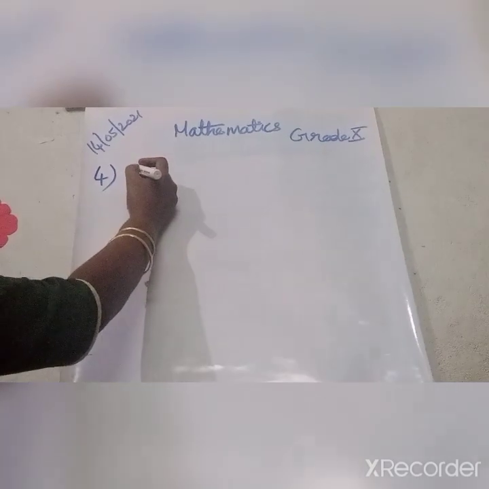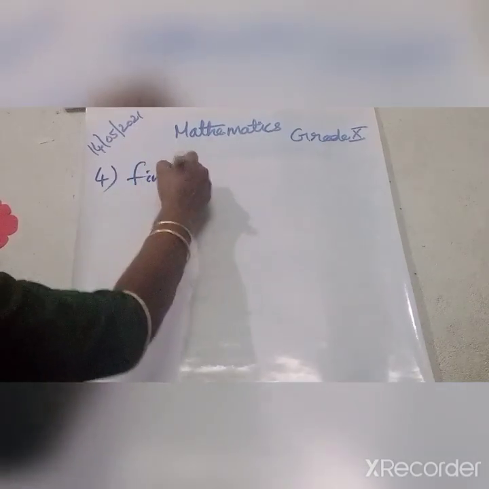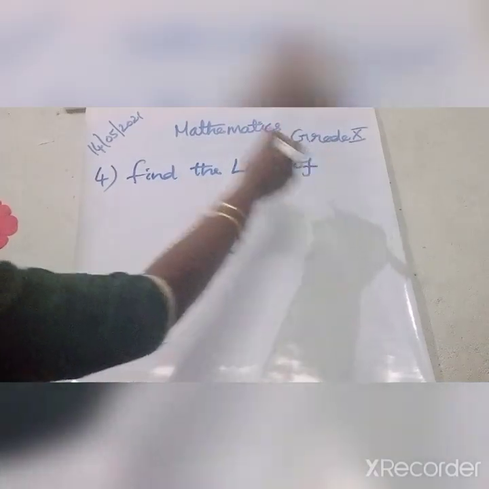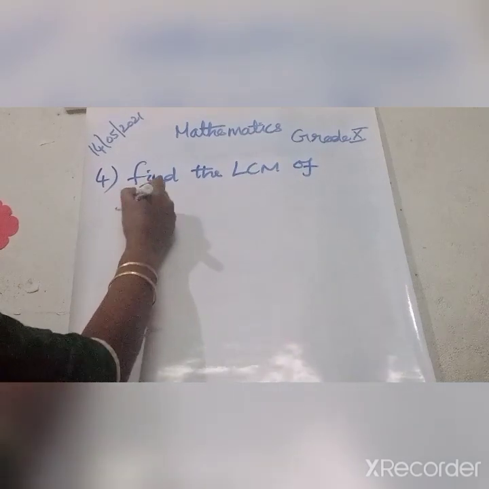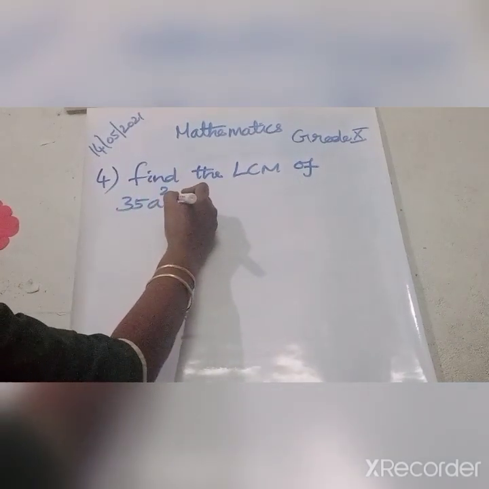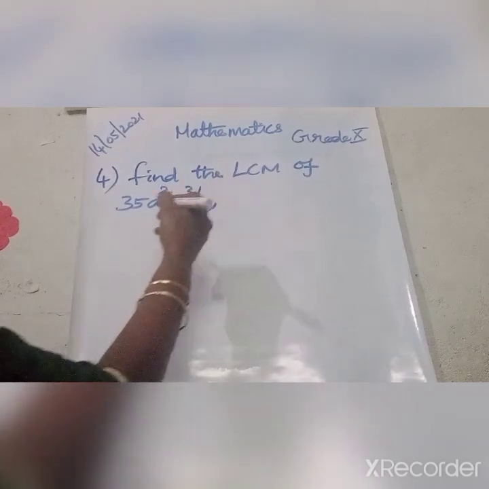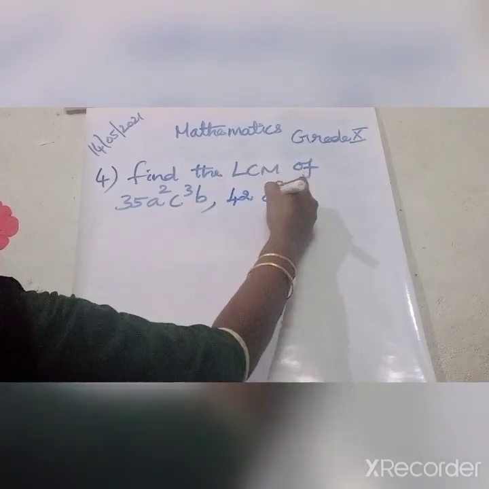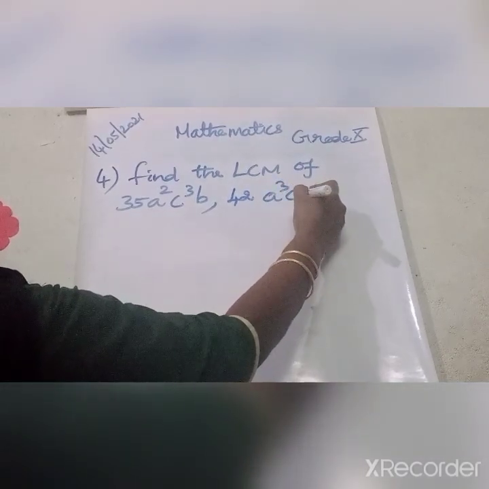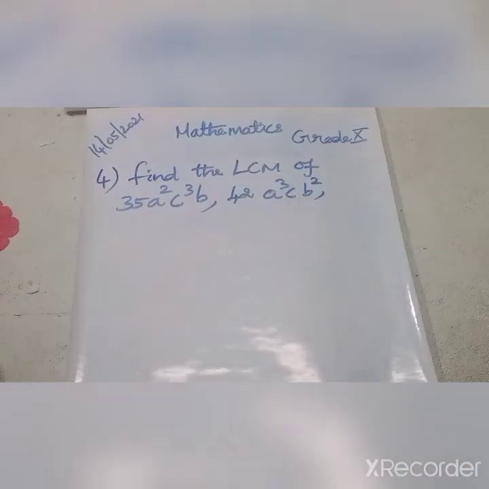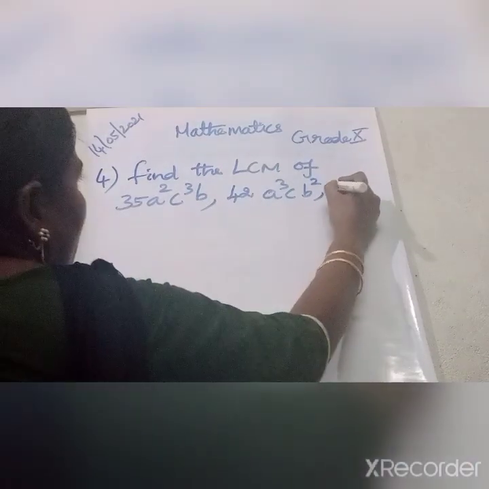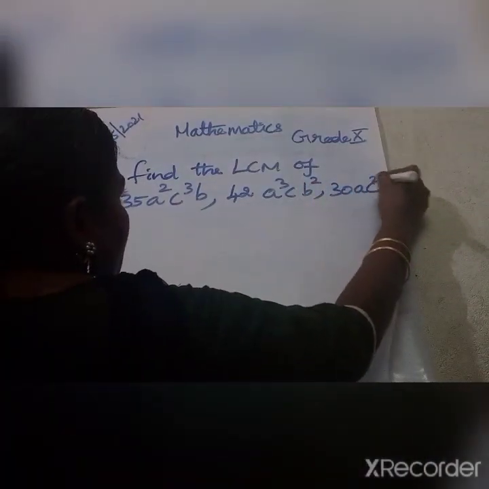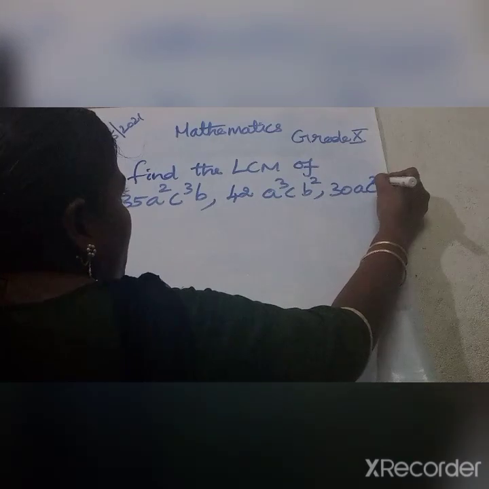Next, let us write the question. Find the LCM of 35 a square c cube b, 42 a cube c b square, 30 a c square b cube.